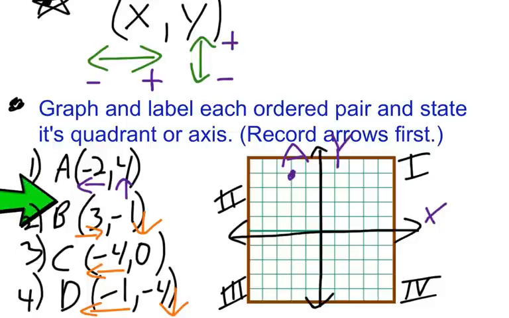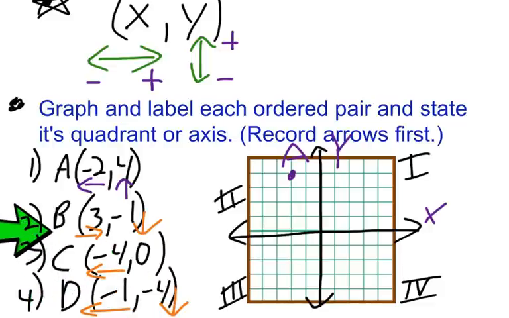All right, check your work. Number 2, we had the 3 is positive, so it's right. Negative 1 is negative, it's down. Number 3, we only had to draw one arrow. We just went left 4, and then 0 doesn't tell us to go anywhere. Just stay where you are. And then on 4, we went left 1, down 4.